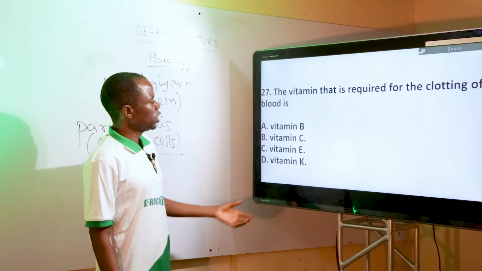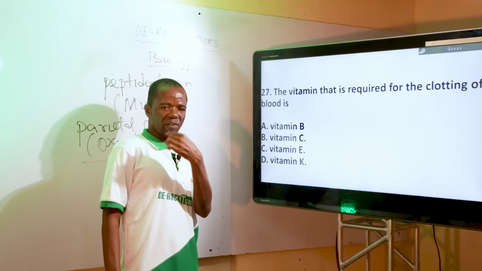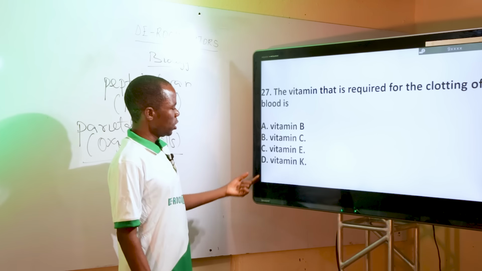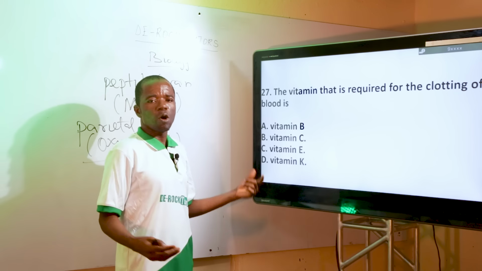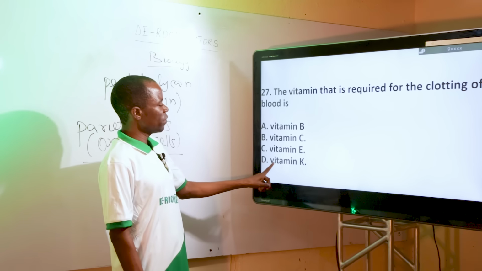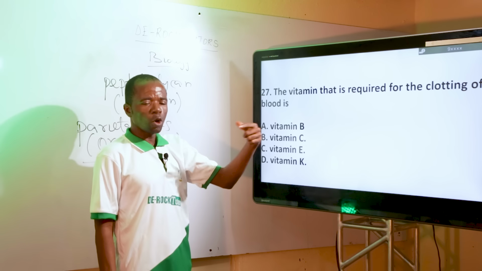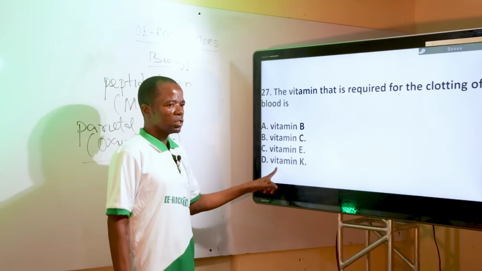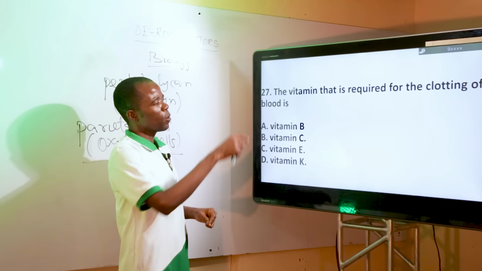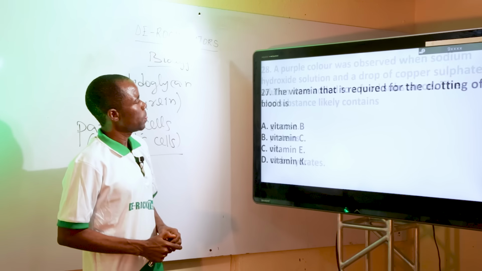For example, deficiency of vitamin C causes scurvy or gingivitis. Gingivitis is talking about bleeding gum. Not only that, deficiency of vitamin E causes infertility. But the correct answer for this is vitamin K, because deficiency of that will lead to blood not clotting easily. So vitamin K is necessary and required for proper clotting of blood. Let's go to number 28.